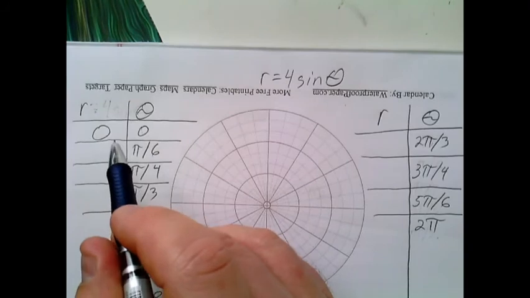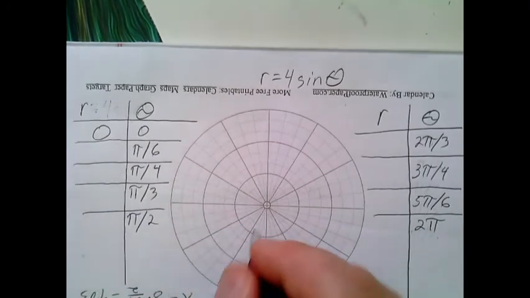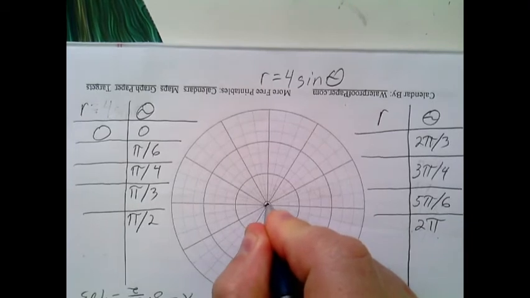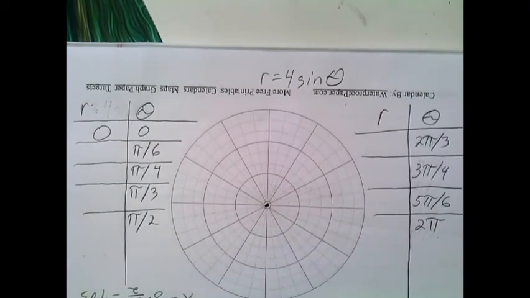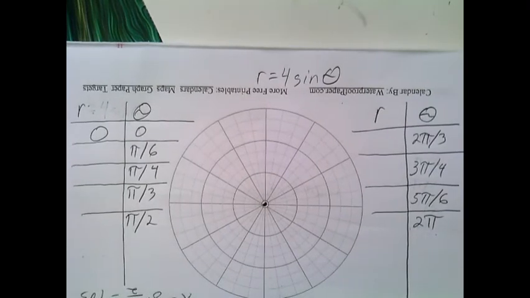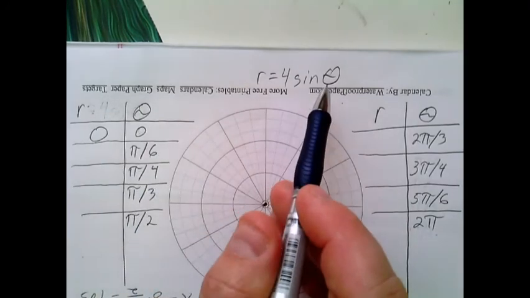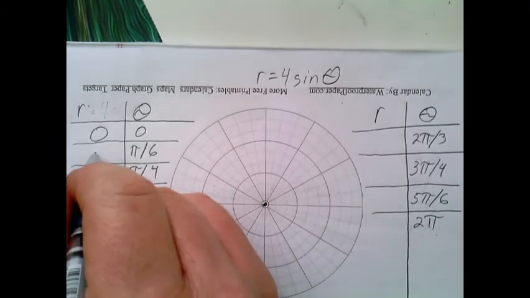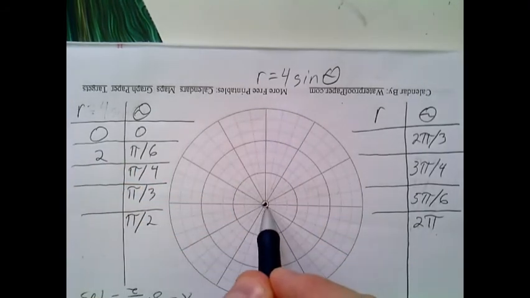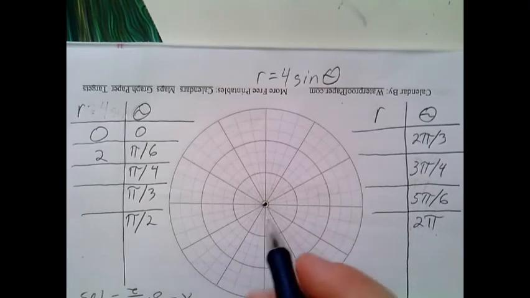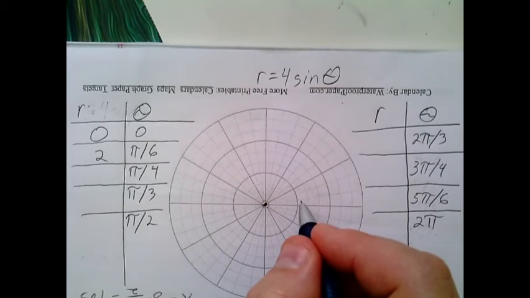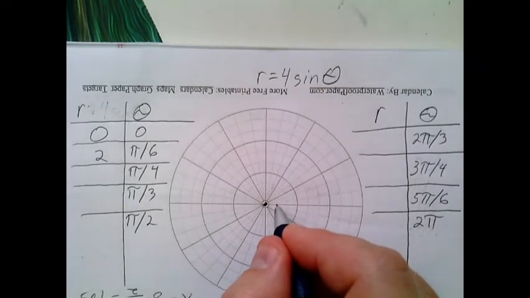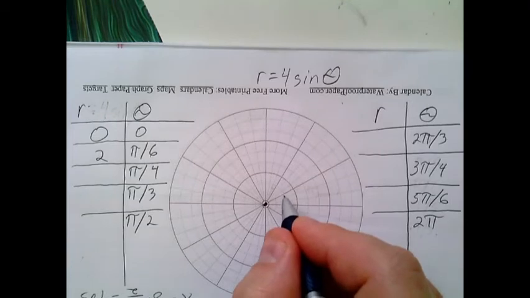And in polar coordinates, any point whose r value is 0 has to be the origin. Only the origin is 0 units away from the origin. Or I should be calling it the pole. Alright, pi over 6, we plug that in. Sine of pi over 6 is a half. 4 times a half is 2. So I want to go out to my second circle, and I want to go to pi over 6, which is here. There we go.